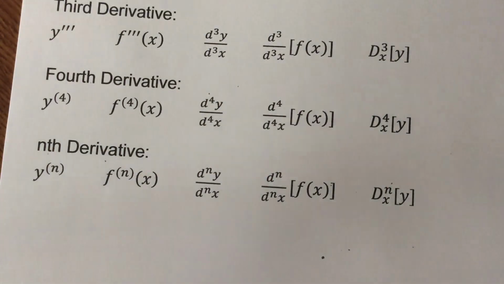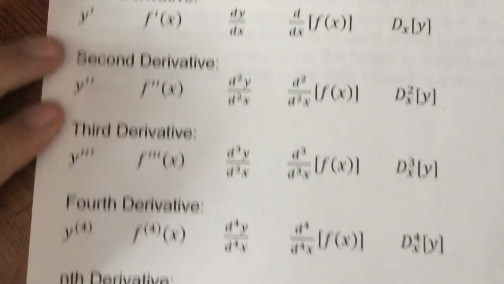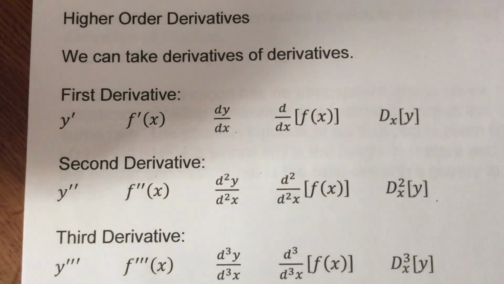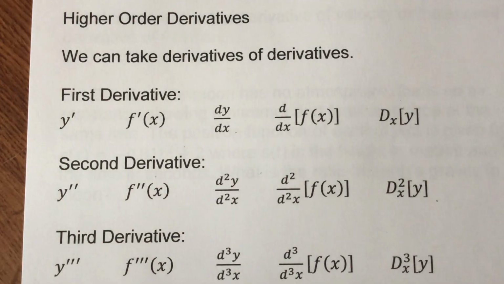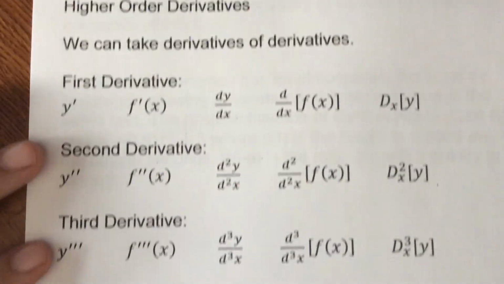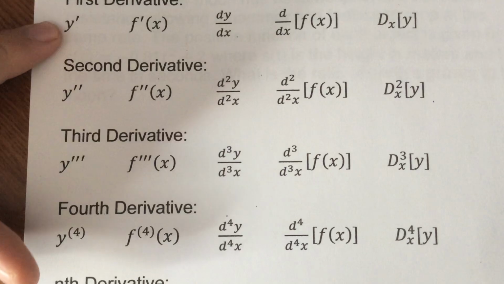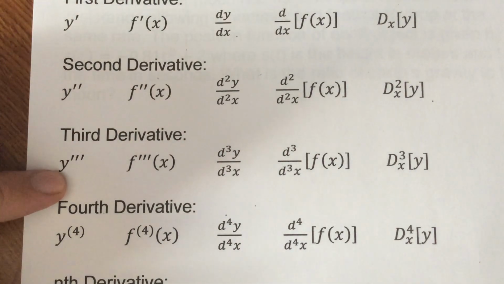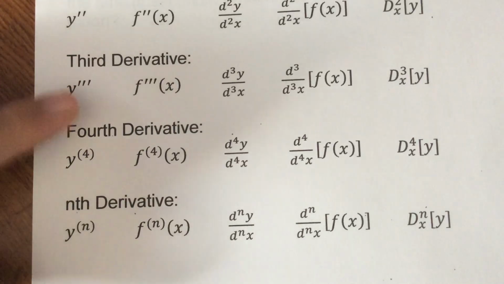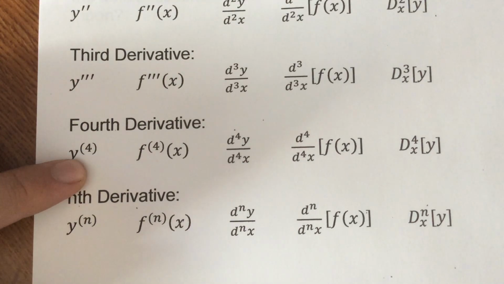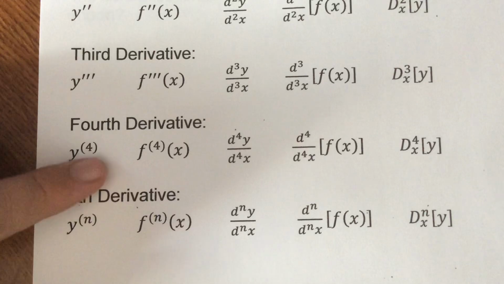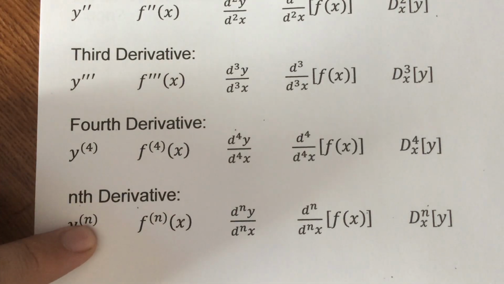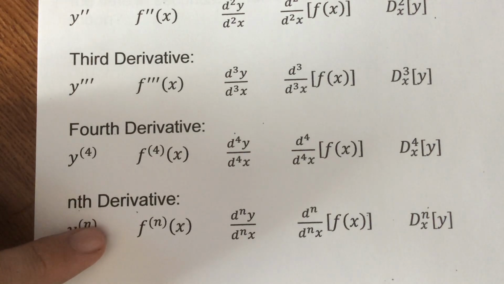Last little bit here. We can get into higher order derivatives. So we can do the derivative of a derivative of a derivative and keep going until we have nothing left. The first derivative is a single prime, second derivative double prime, third triple prime. After that, they just use the number. So the fourth derivative would be y with a little 4 in parentheses. Anything past that, we just put the little number in parentheses.